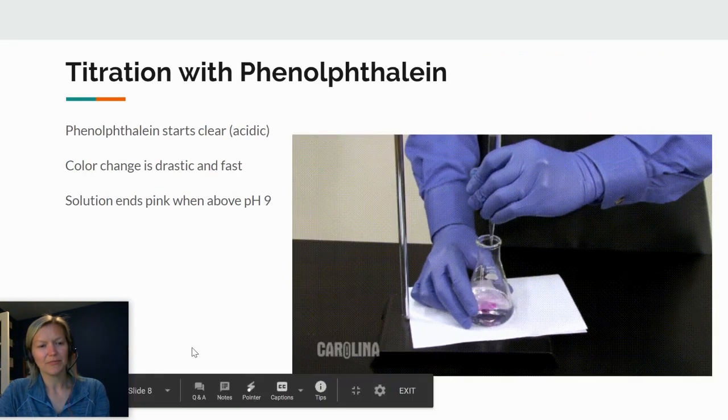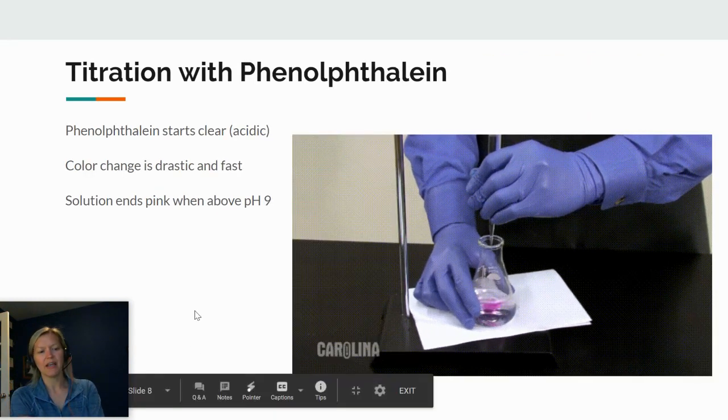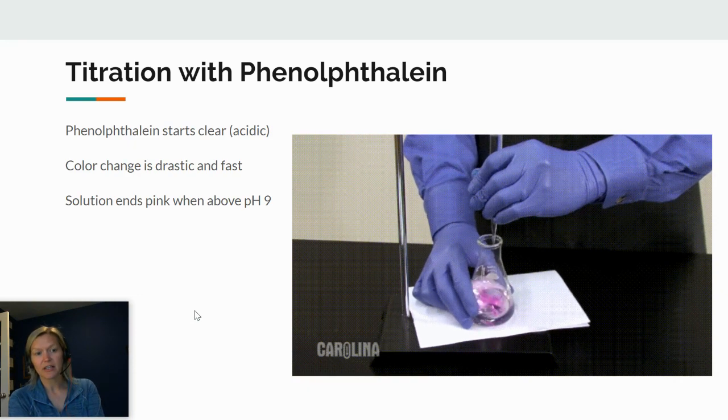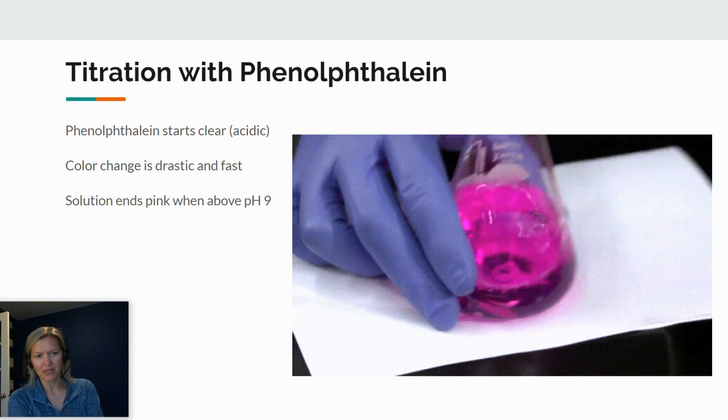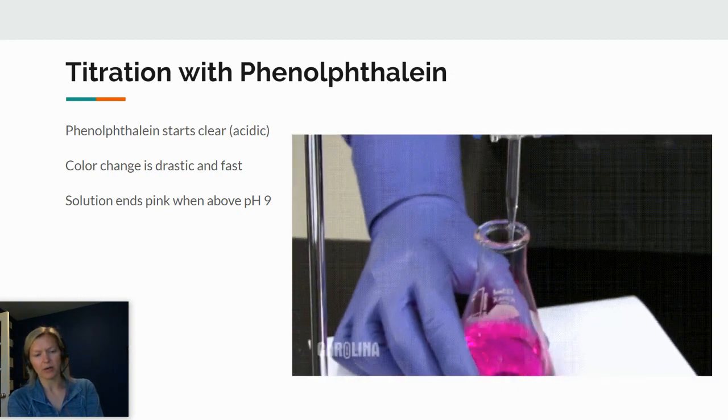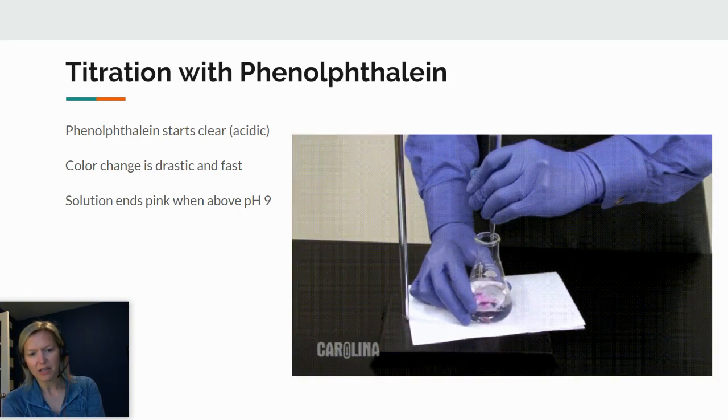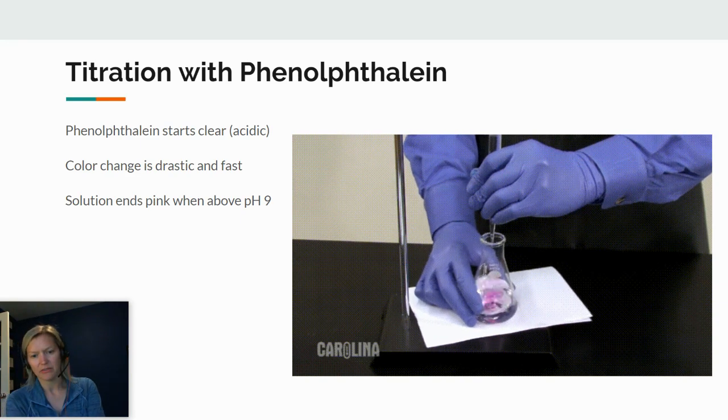And here's another one, phenolphthalein. It's a titration, and our phenolphthalein starts clear. It's very acidic, and as you can see, it's starting to turn pink. The color is very drastic and quick with phenolphthalein, and it ends pink once the pH is 9 or above.